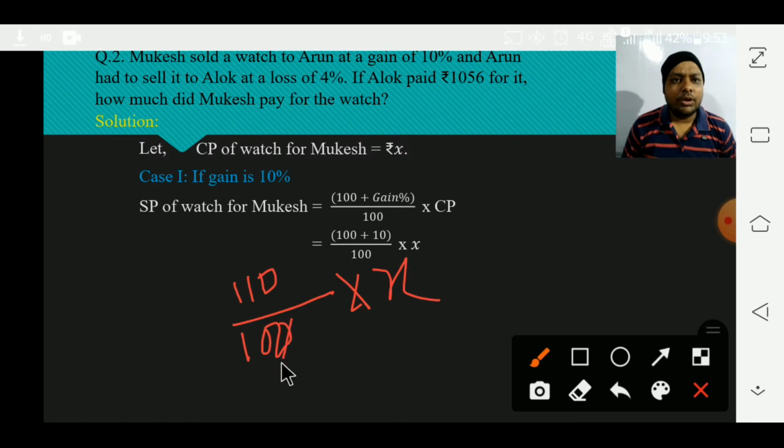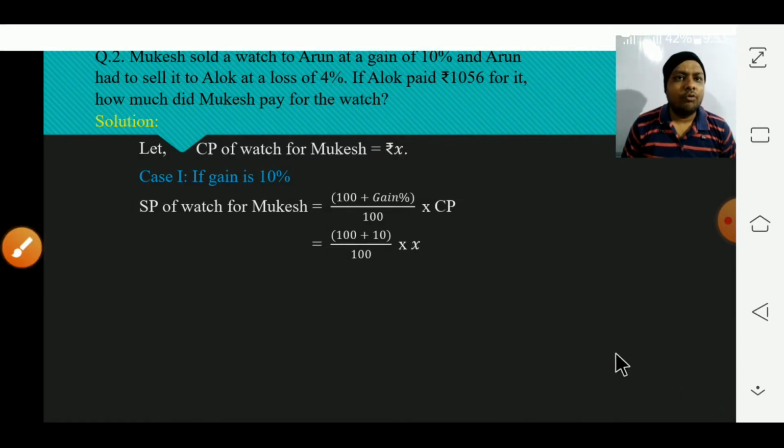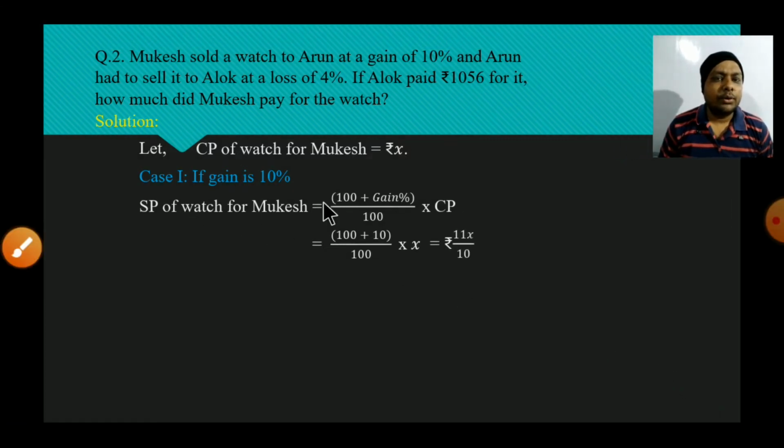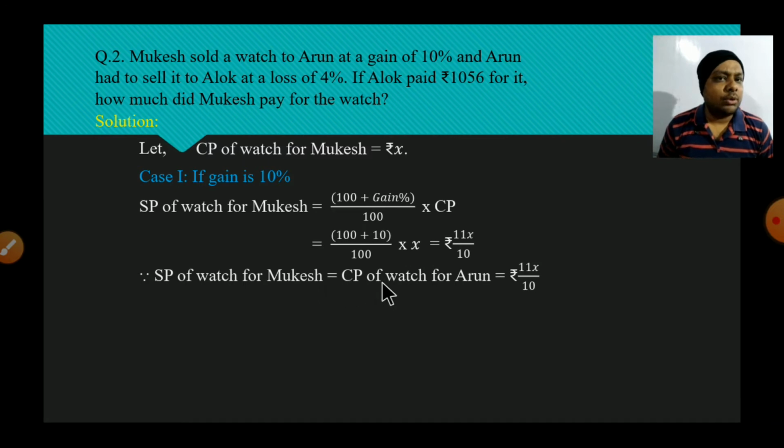Now 10 and 10 will cancel. Now 11 and 10 is not reducible. So we can say 11 into X, 11X by 10 will be the SP of watch for Mukesh. Now students, listen carefully. Here it means Mukesh sold this watch in rupees 11X by 10. So if Mukesh sold this watch, it means Arun has bought this watch. Clearly. So we can say that since SP of watch for Mukesh will be equal to the CP of watch for Arun, it will be the same, rupees 11X by 10.